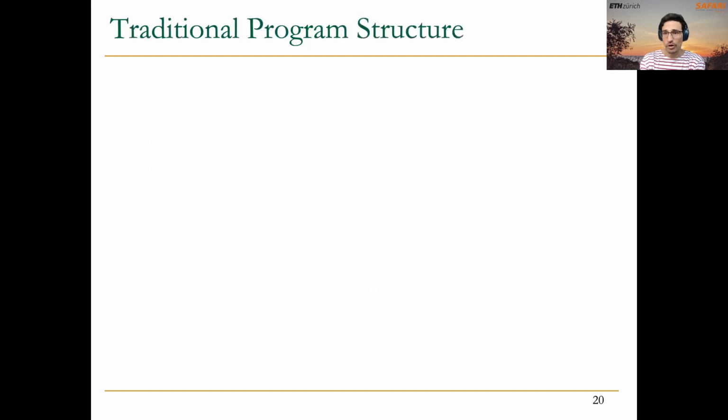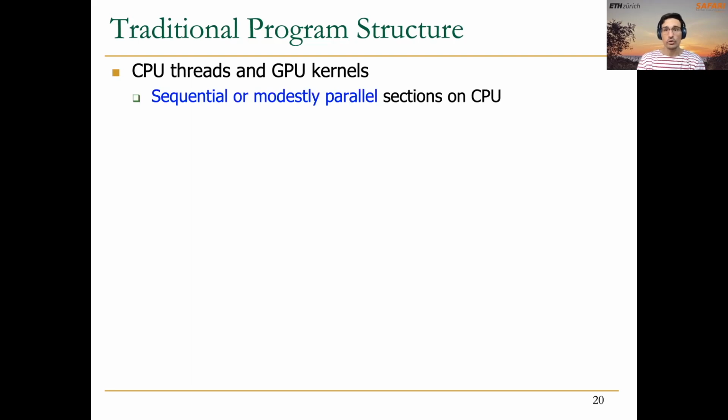But how do the programs look? Let's take a look at the traditional program structure. We are going to assume that we have CPU threads running on the CPU, and we also have GPU threads running on the GPU, executing GPU kernels. We normally start the execution on the CPU, where we are going to continue executing those parts of the program that are sequential or modestly parallel, while the massively parallel sections of the code will be executed on the GPU.